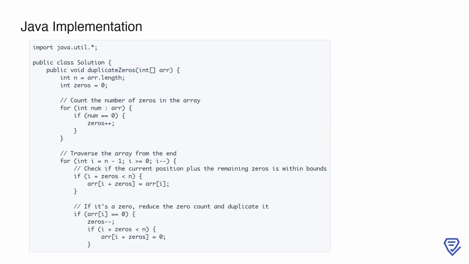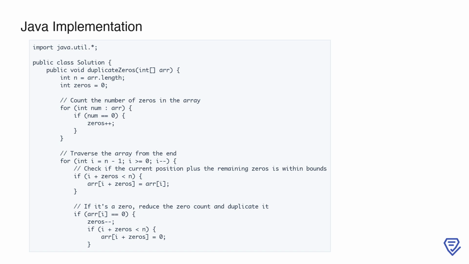Here, we begin by importing the necessary Java utilities and defining our solution class, which contains the method duplicateZeros. This method takes an integer array as input and modifies it in place to duplicate each zero, shifting the remaining elements to the right. First, we calculate the length of the array and initialize a variable zeros to keep track of how many zeros are present. We then use a for loop to iterate through the array and count the zeros. For every zero encountered, the zeros counter is incremented.